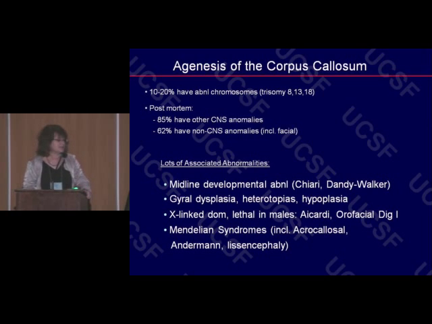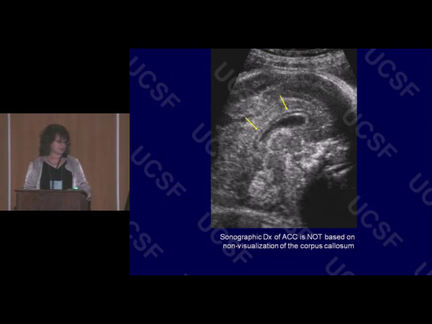10 to 20% of fetuses with agenesis have abnormal chromosomes. Post-mortem, they are found to have a significant risk of other CNS abnormalities and non-CNS abnormalities, and a list of scary associated syndromes and conditions, which can be seen in the setting of agenesis of the corpus callosum.